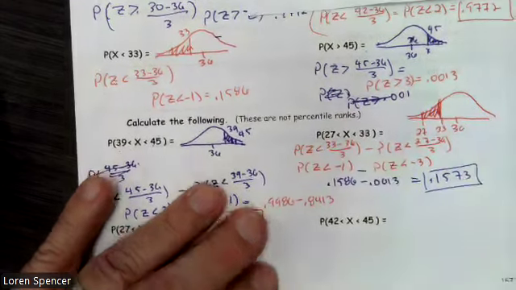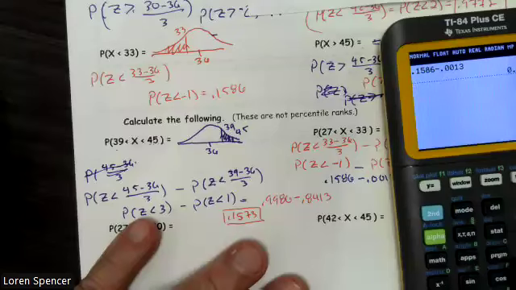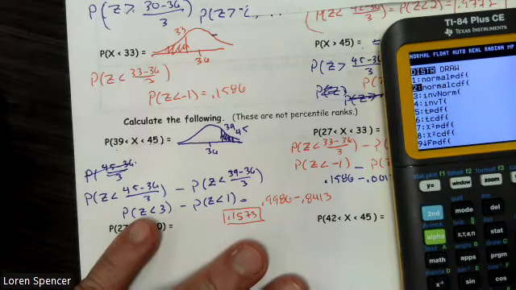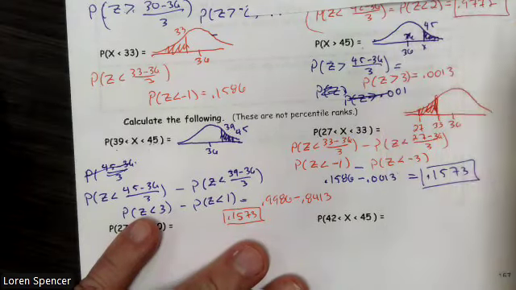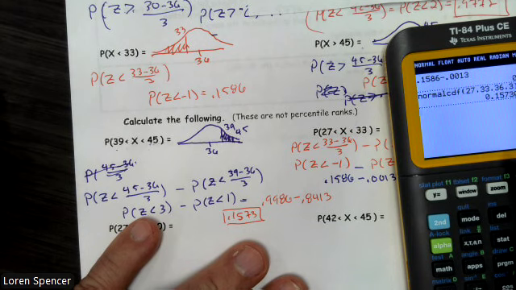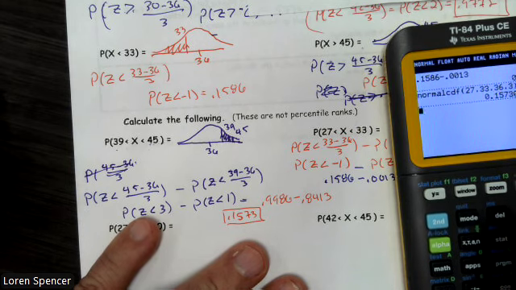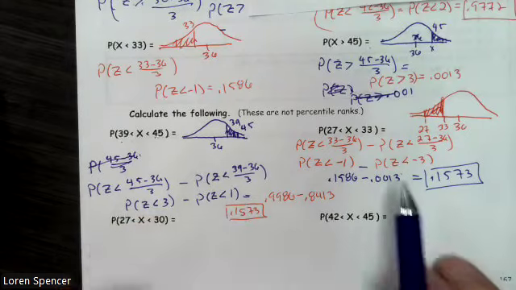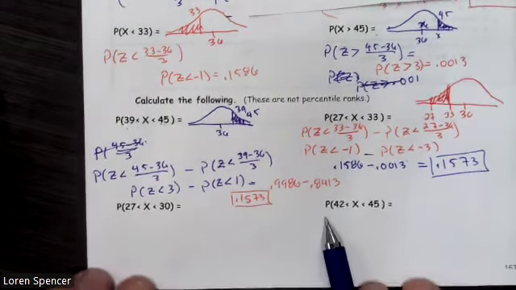And that's if we have to do an FRQ. If I were doing a multiple choice, I'd just go 2nd VARS, normalcdf, lower bound 27, upper bound 33, mean of 36, standard deviation 3, boom, 0.1573. Definitely faster, but if it's an FRQ, you've got to show those Z-scores.